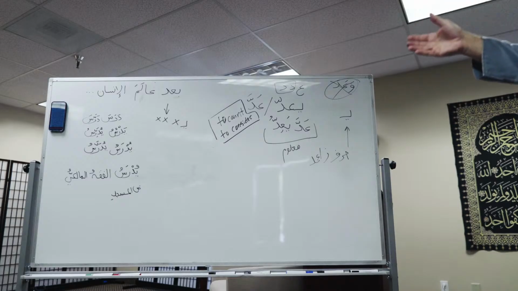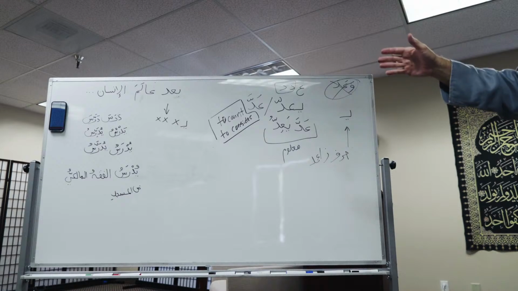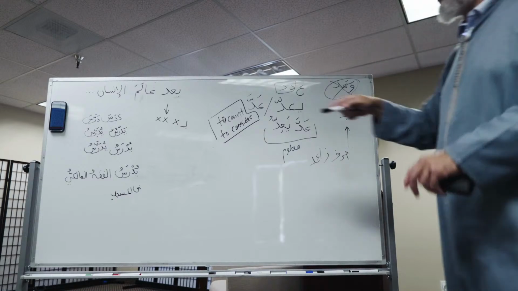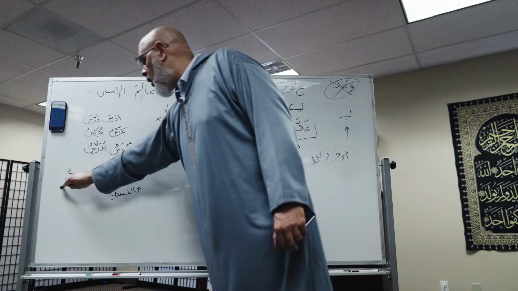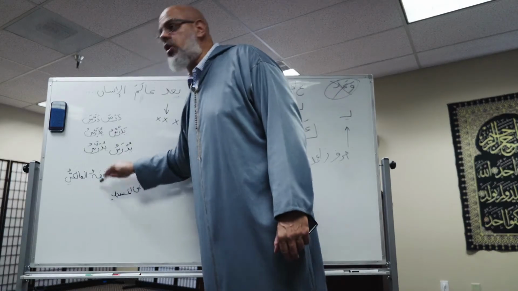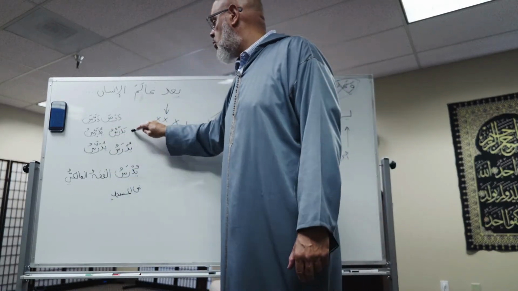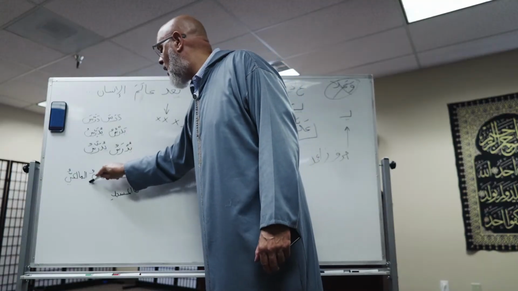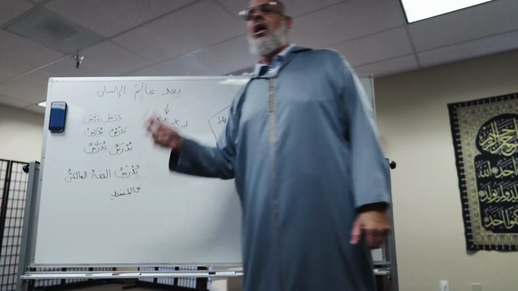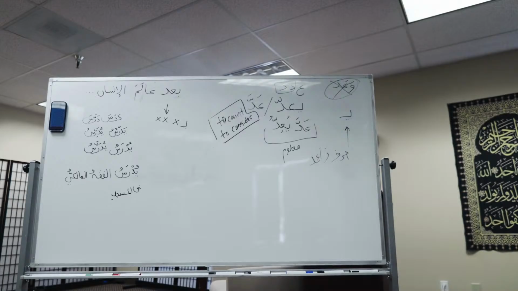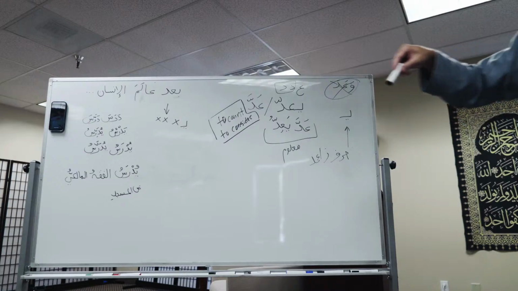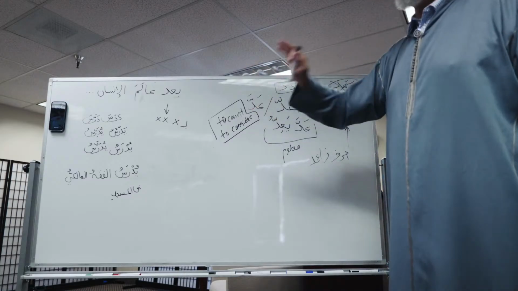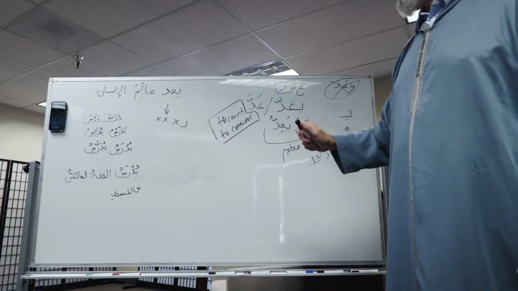So, yadrusu al-fiqha al-malikiyyah. Also notice, if it were active, this would become the ism maf'ul, the direct object. So you would have to say, yadrusu al-fiqha al-malikiyyah fil masjid. He studies Maliki fiqh in the masjid. But the question is, who is he? We don't know.